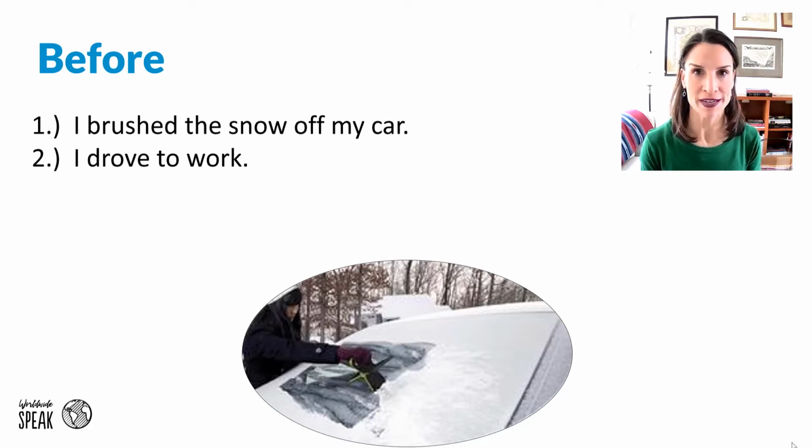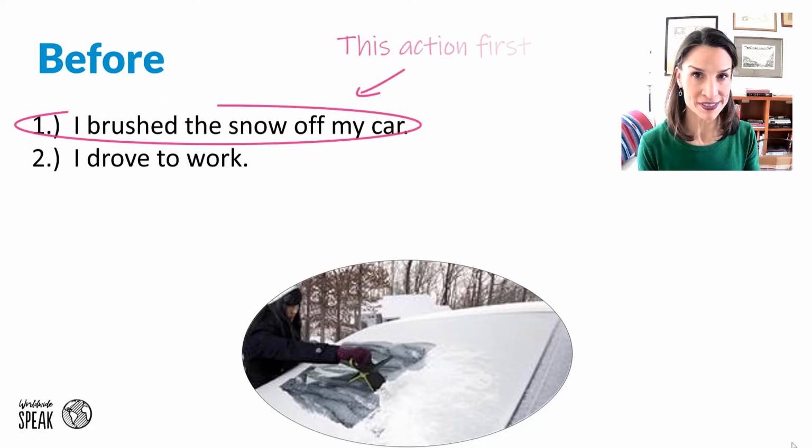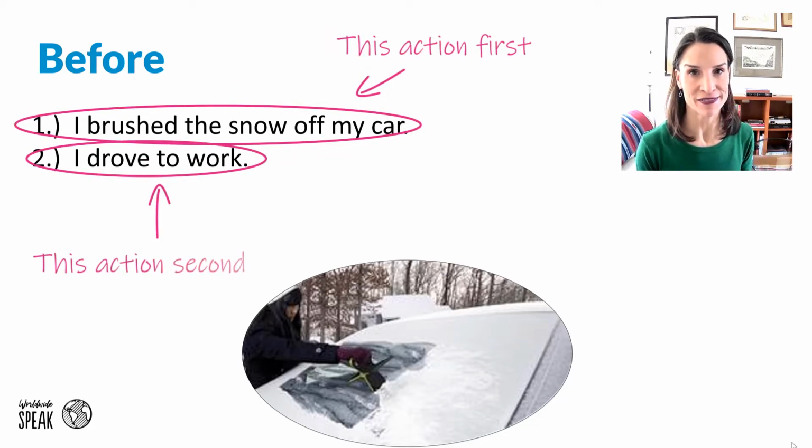So here we have 2 actions. Number 1, I brushed the snow off my car. Number 2, I drove to work. I'm showing you this because I think it's a very clear example. Of course, first I need to remove the snow, and then I can drive to work. So let me show you how to join these 2 sentences into one sentence with the word before.